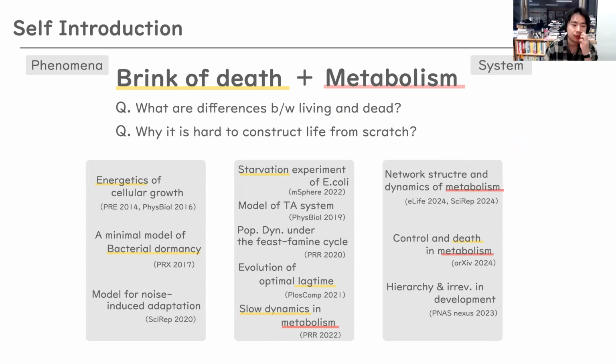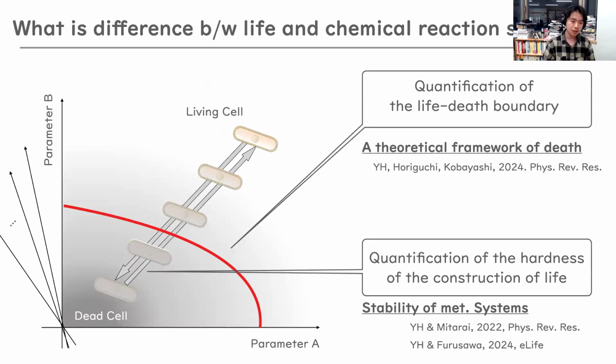Then I want to answer the question: what is the inherent difference between a living system and a non-living system, that we call just a chemical reaction system? And also, we human beings have never succeeded in constructing a cell from scratch. So I want to understand why it is so hard, or why it is believed to be so hard, to construct a living system from scratch.